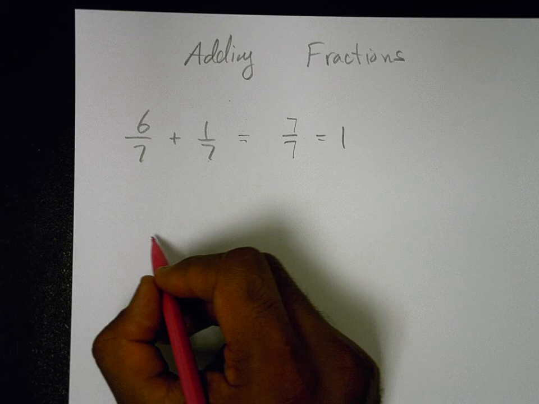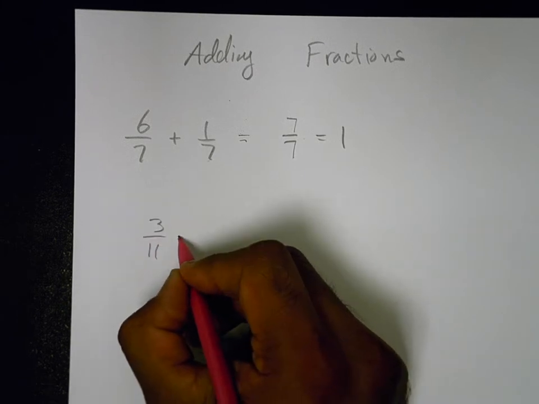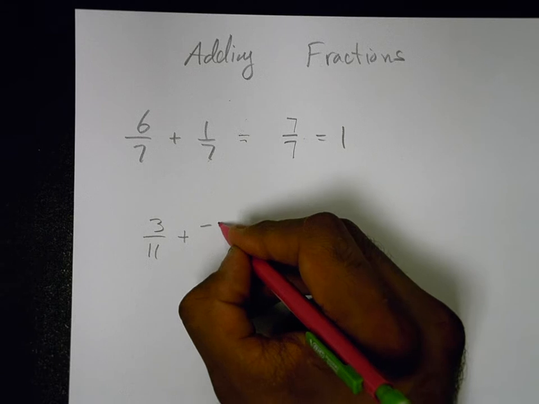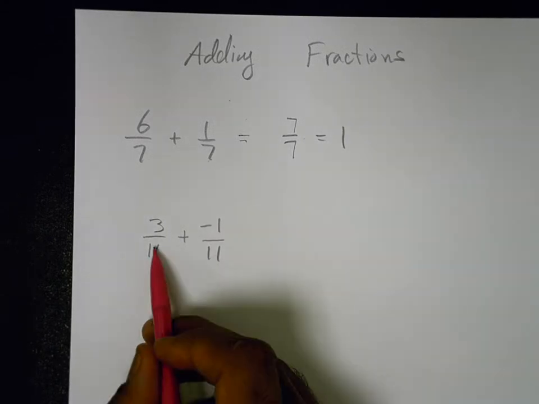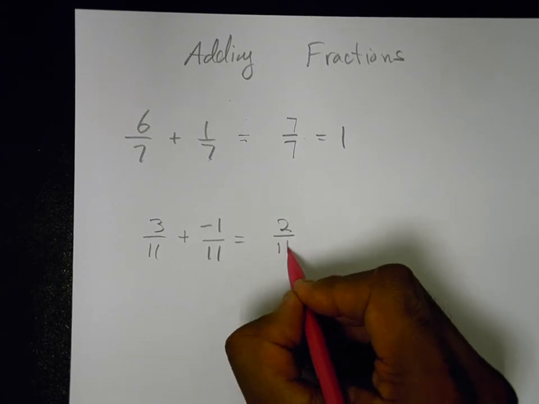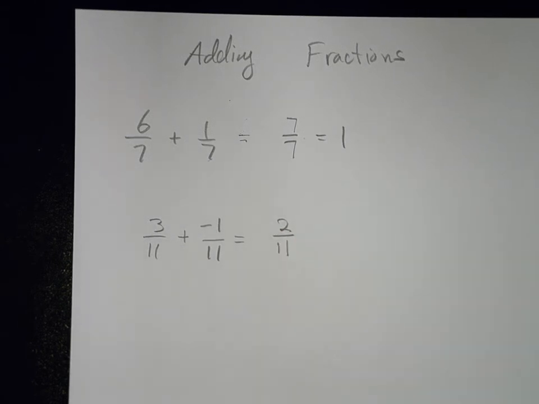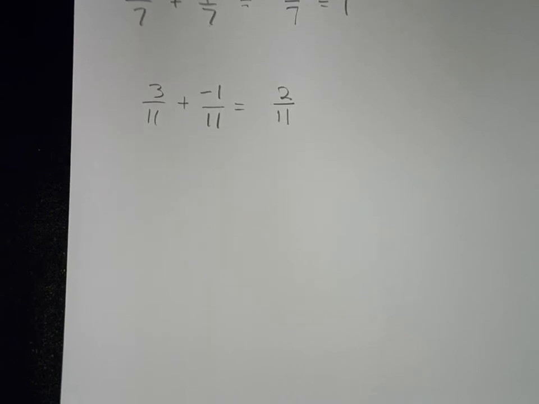Okay. Let's do another one of those. 3 over 11 plus negative 1 over 11. In this case, I still have the same denominator. I'm combining with the negatives. Nothing changes. It's going to be 2 over 11. Just add the numerators, the numbers on the top. The difficulty with this is when the denominators are not the same.